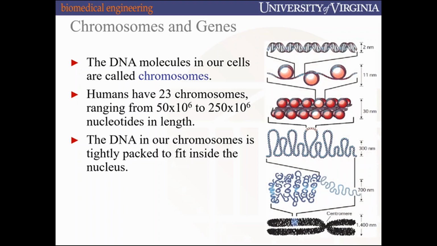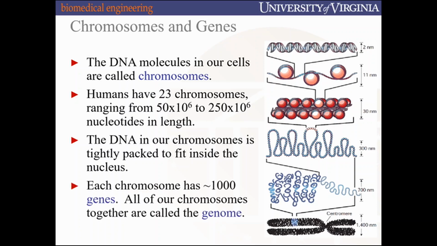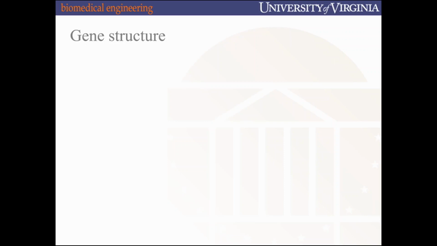The way this tight packing occurs is illustrated on the right. You can see there are multiple levels of organization to achieve this amazing level of compression. On each chromosome, there are approximately 1,000 genes, and we'll talk more about what a gene is on the next slide. When we take all of our chromosomes together, the entirety of our genetic information, this is referred to as the genome. So let's talk a little more now about genes and their structure.